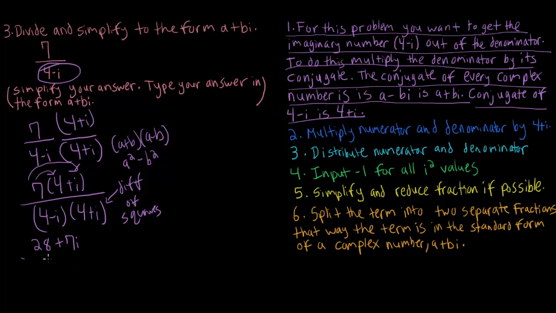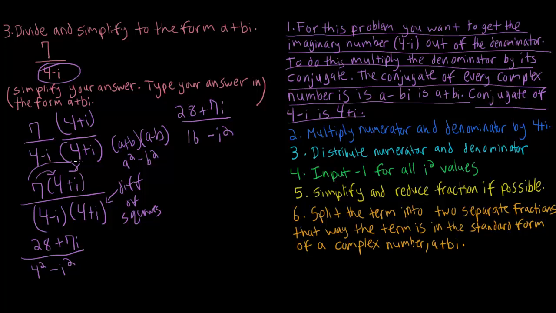So we can take 4, which is our a value, square it, minus our b value, which is i, and square that, so minus i squared. Then if we simplify that, we have 28 plus 7i over 4 squared minus i squared. 4 squared is 16 minus i squared. And actually I got a few steps ahead of myself.